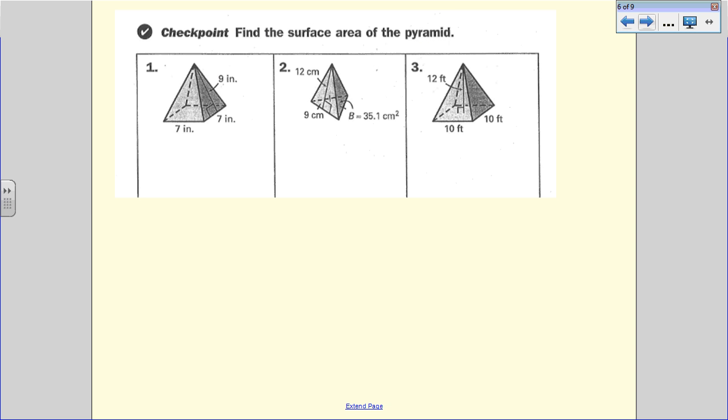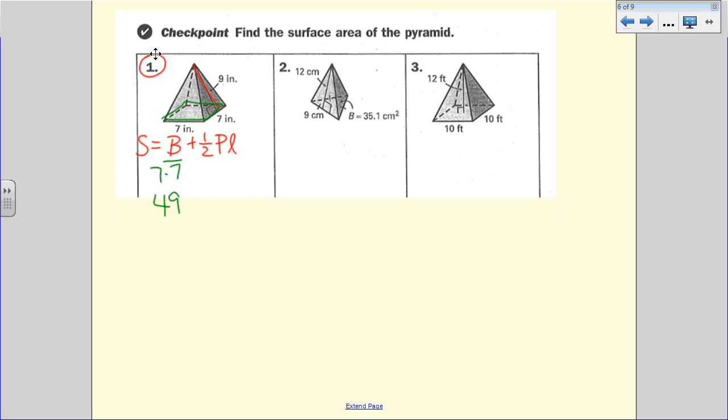All right, so you're going to need to go through and do your checkpoints. So let's take a look at number 1 together. Remember, my surface area is the base plus 1/2 perimeter of the base times the slant height. I like this one a lot because they give me the slant height. So I have to find the area of my base. I need to find big B, which is going to be 7 times 7. Just like in the last lessons, I want you guys to show me the work you're doing. So 7 times 7 is 49.